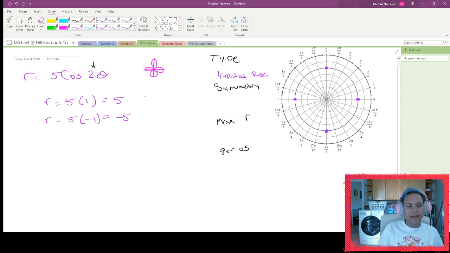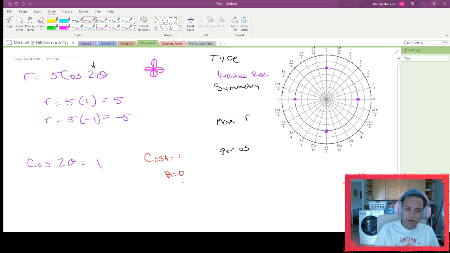Now, if we want to verify that, we could go in and do our max R values like we normally do. We could say, okay, cosine of 2 theta is equal to 1. That's how we get the positive 5. So we'd ask ourselves, great, when does cosine of A equal 1? Well, cosine of A equals 1 at one place, 0, when A is 0. So then I can come over here and say, great, 2 theta has to equal 0. So if I divide by 2, I get theta equals 0.